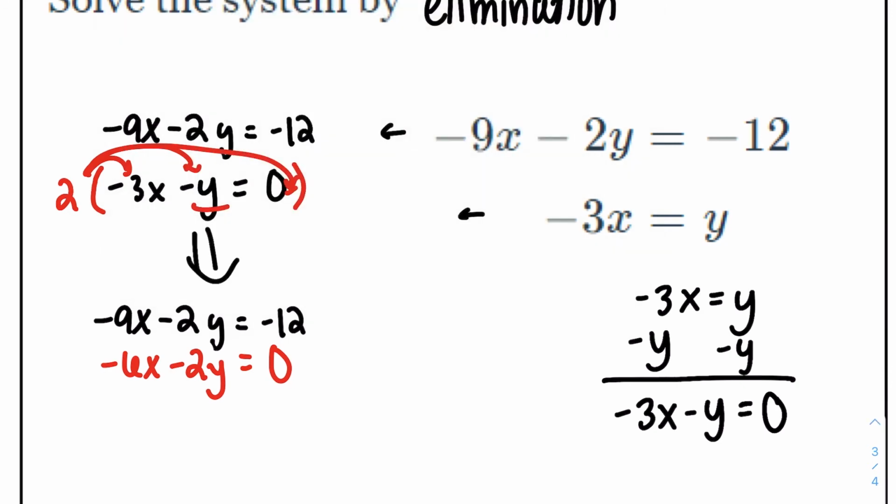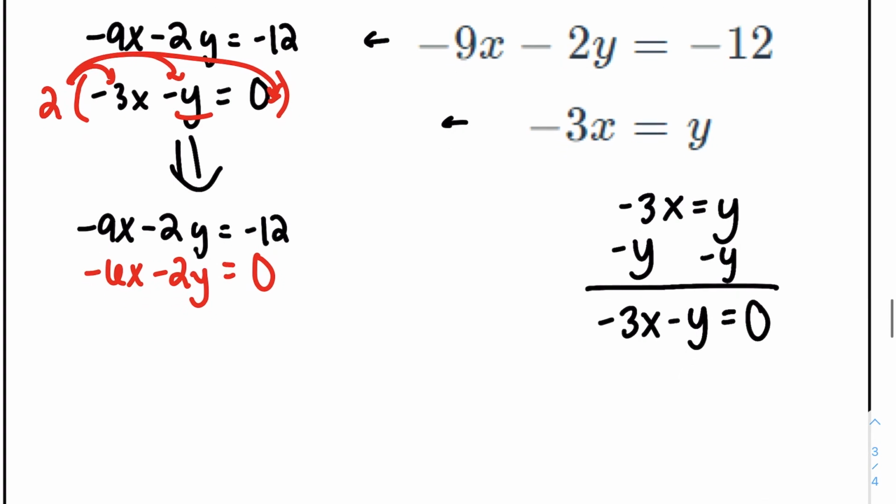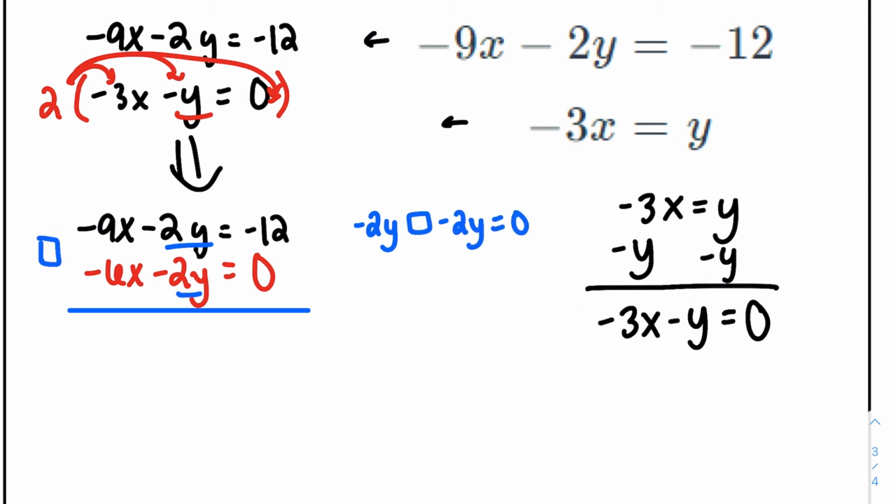Now that I'm looking at my y variables, 2y and negative 2y, the question becomes, do I add or subtract? One of the tricks I like to do is I sometimes just write it over on the side. 2y, something, negative 2y, I need that to cancel out and equal 0. So am I going to add or subtract them? Well, if I added them, negative 2y plus negative 2y, negative 2y minus 2y is negative 4y. So I actually need to subtract.